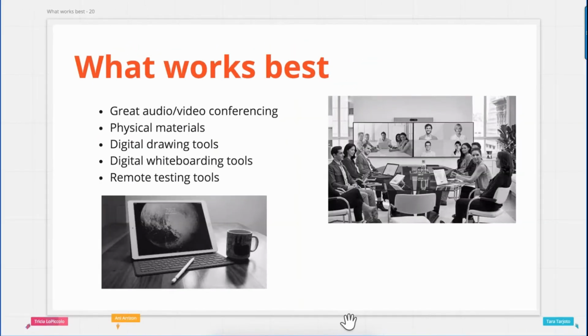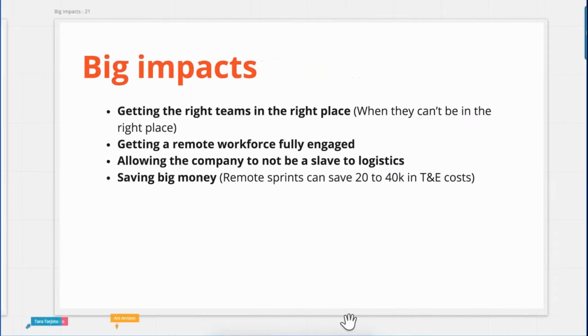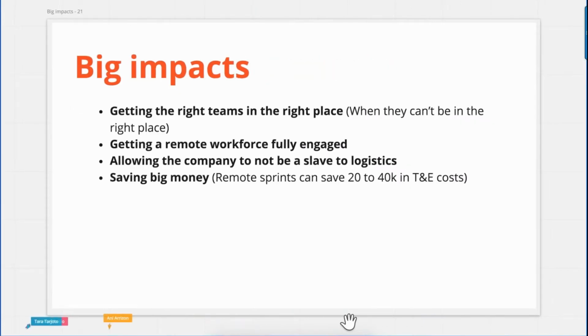And through trial and error and a lot of hard work, we now know what works best for our team. It's my personal belief that workplaces are unique. And if you haven't already taken the time to identify yours, think about what will work best for you. The big impacts that we've had building strong remote sprint cultures are getting the right teams in the right place. When they can't be in the right place, conducting remote sprints has opened doors for the team and increased their knowledge of technical tools, which helps them to communicate greatly.